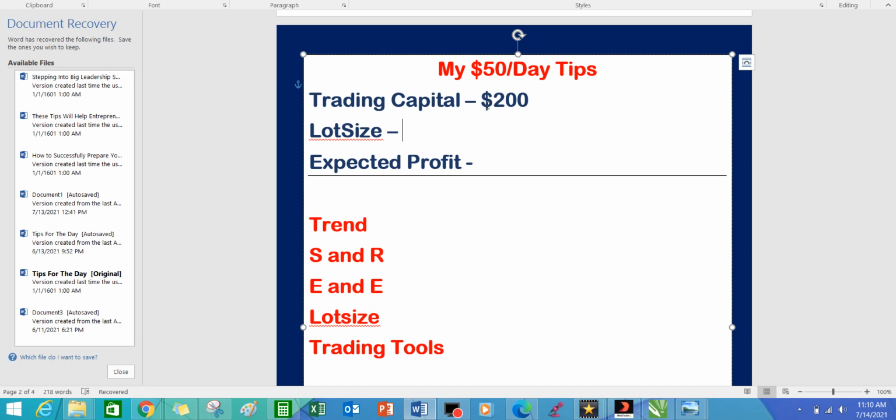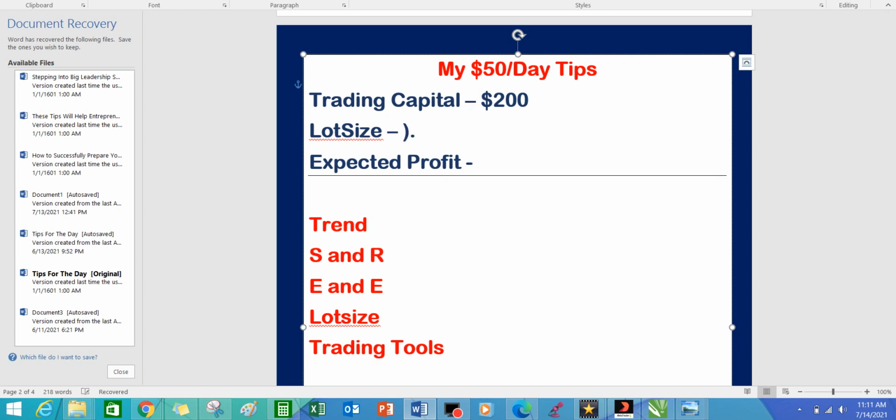So just follow the same strategy. Even if you don't have up to $200, follow the same strategy and you will notice that you will achieve a reasonable result. Once your expected profit is not too huge, then definitely you will still achieve a reasonable profit at the end of the day. So let's say right here, for $200, you should use a reasonable lot size.